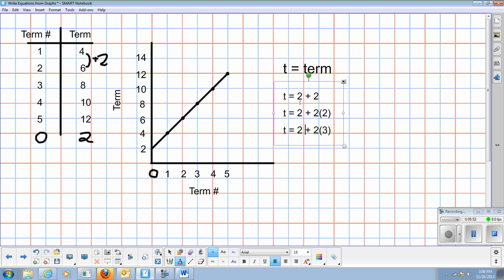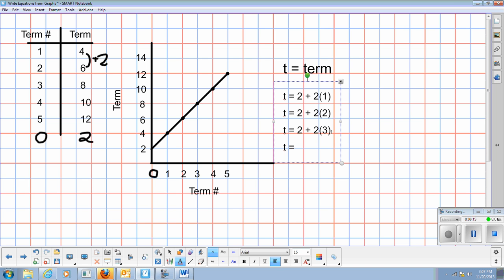Notice a pattern here. We are always starting each one of these with 2, and I'm doing plus 2 times something. Let's go back to the very first one. If I start at 2 and I go up to 4, how many times did I count that 2? That's right, I counted it once. So let's put a times 1 here since I counted it once.